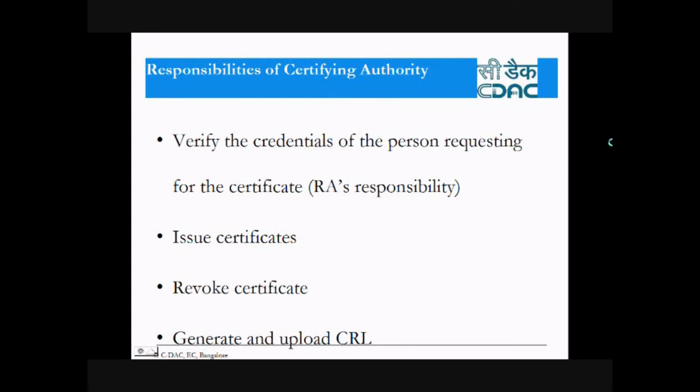And finally, after the verification process, it can give a certificate to Viru saying that this is Mr. Viru, his public key is so and so, and we approve it. In the sense, they digitally sign it, saying they're putting their name and seal on it. So this is how CAs issue the certificate. They can also revoke the certificate once the period gets expired or due to some other reasons. And once a certificate has been revoked, they have to generate and upload it in a certificate revocation list, CRL. So these are the responsibilities of a certifying authority.